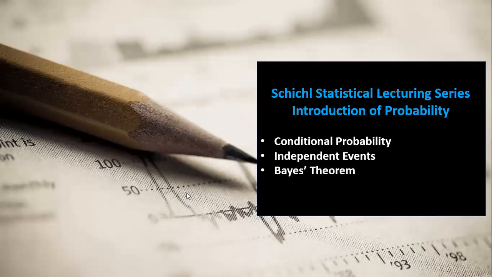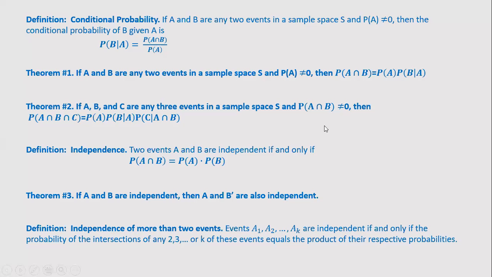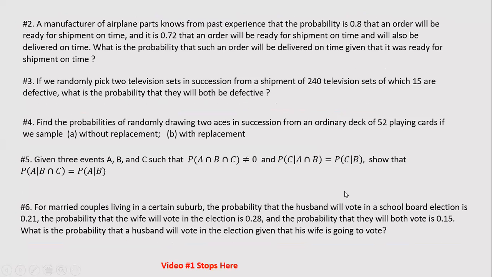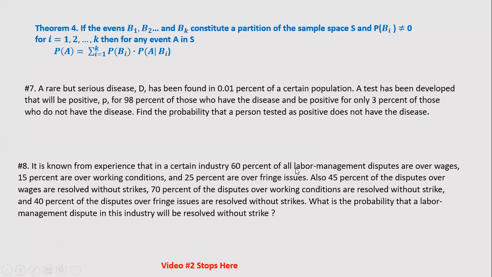Okay, so let's review what we did. In the previous video, we talked about conditional probability and the definition of independence, and we did 6 problems. This is where video one stopped. Today we're going to talk about Bayes theorem, which is theorem number 4 here, and then we're going to work these 2 problems.